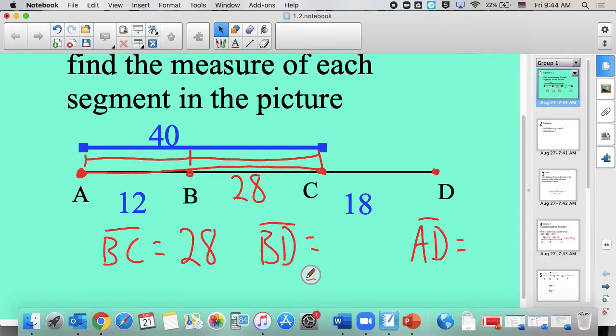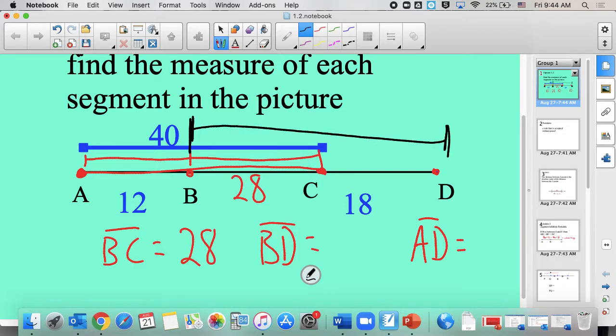Now that we know that BC is 28, we can find our other two. For B to D, we're going from here to here. So we take our 28 and we add our 18 to it. 28 and 18 gives us 46. So BD is 46. For AD then, the whole thing, B to D was just 46 as we said. Well, we have to add in this left piece, this AB. A to B was 12, so when you add it up, we get AD to be 58.